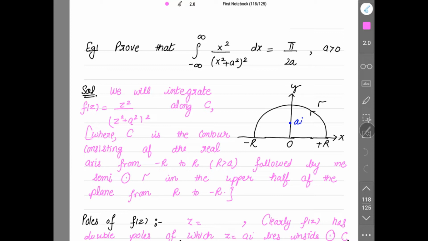Next step, we have to find the poles. If you take the denominator equal to 0, you get your poles as z equal to plus minus a iota. And because it has the power 2, we have poles of order 2. So the poles of f(z) are z equal to plus minus a iota, and clearly f(z) has double poles, of which z equal to a iota lies inside this contour C. Minus a iota lies outside the circle.